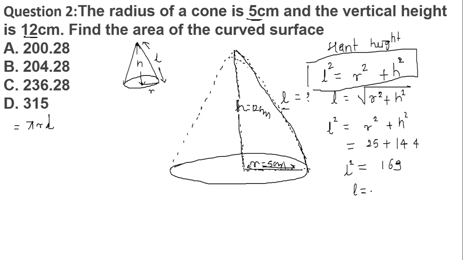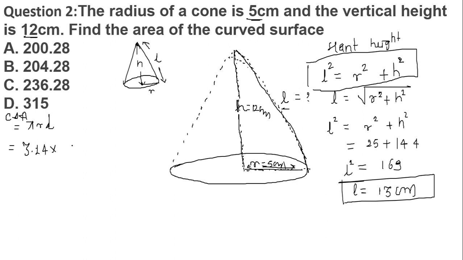What will be the value of L then? 13. So 13 square is equal to 169. So the value of L is equal to 13 centimeter. We have got the value of L now. So we'll put it in the formula for the curved surface area, that is equal to pi into r into L. What is the value of pi? I'll take here 3.14 for the ease of calculation.